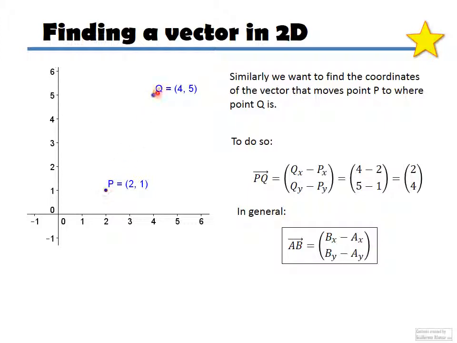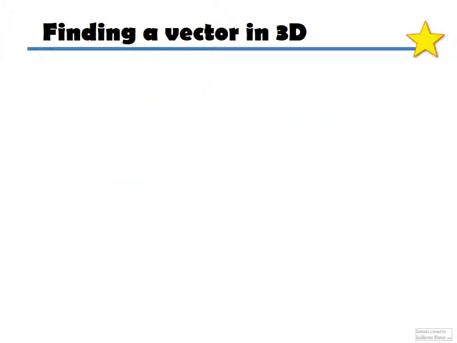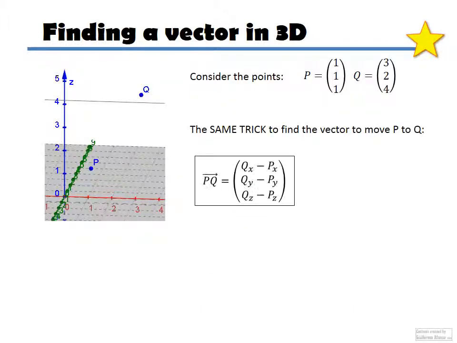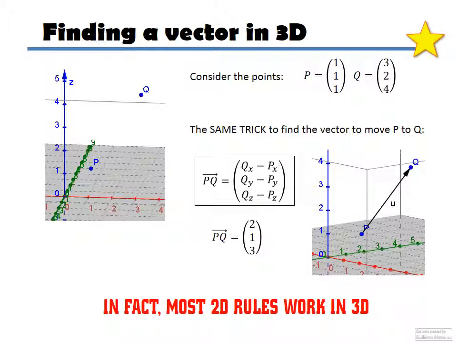It will be a vector like this. And in three dimensions, we're going to do exactly the same thing. To go from P to Q, we're just going to subtract origin from destination: take the coordinates of Q and subtract the coordinates of P, and you're going to get the vector that goes from P to Q. That's how you have to move to go from P to Q. And there you go. In fact, most rules and tricks you learn for 2 dimensions are going to work in 3 dimensions.